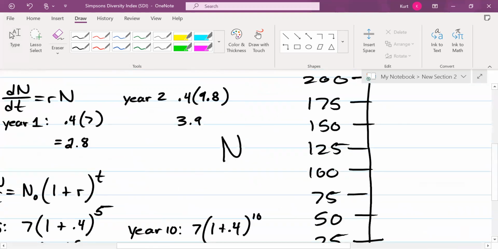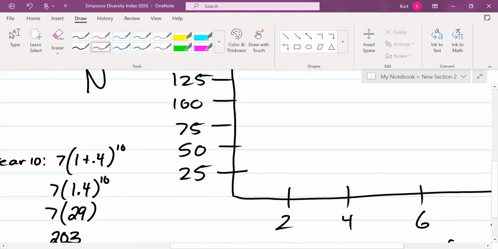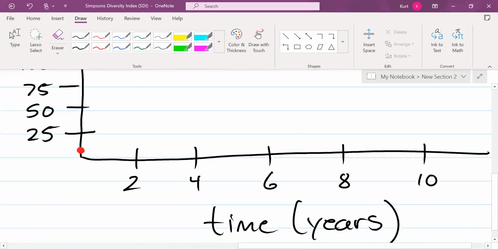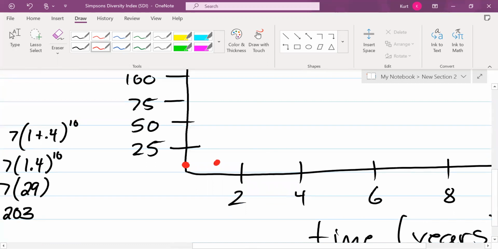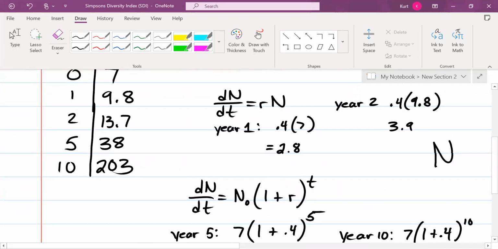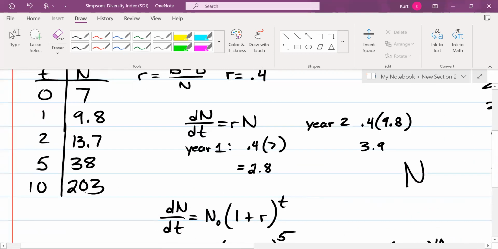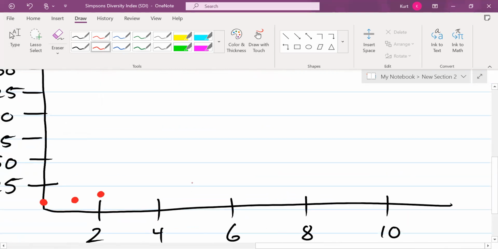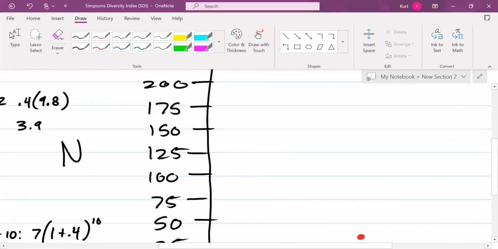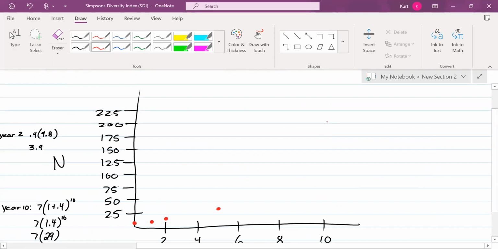At 0 years, we are at 7. At 1 year, we're at 9.8. At 2 years, we're at 13.7. At 5 years, we're at 38. And at 10 years, we're at 203. So check out that curve. That's definitely an exponential growth curve. That's a J curve.